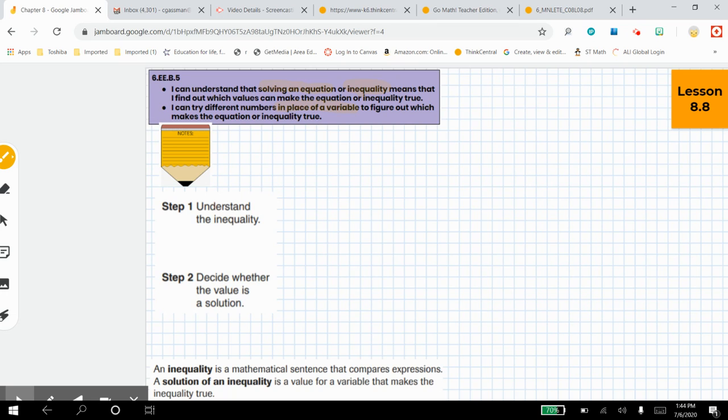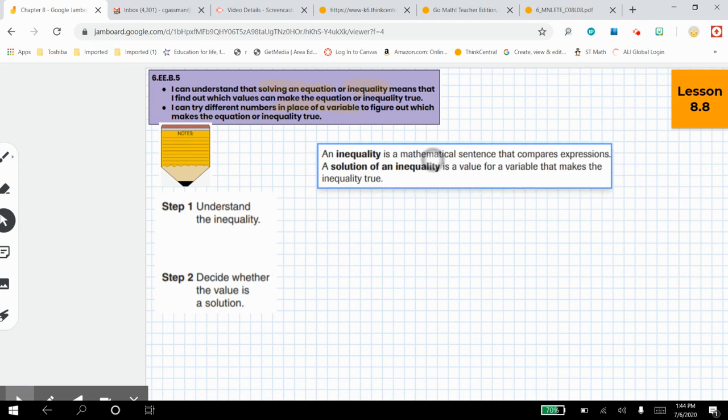All right, this is just like the first lesson we had, 8.1, where we were substituting. We're going to be doing more substitution today. Just kind of give you a heads up on that. Before we get started, though, I want to pull your attention here real quickly to this statement. Because instead of just working with an equality, we're going to have an inequality. An inequality is a mathematical sentence that compares expressions. The solution of an inequality is a value for a variable that makes the inequality true.